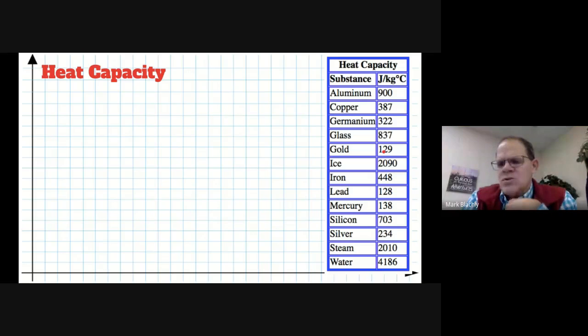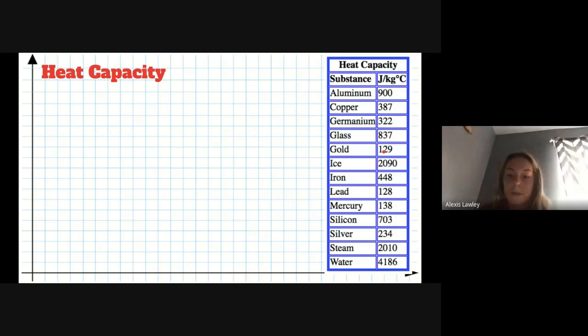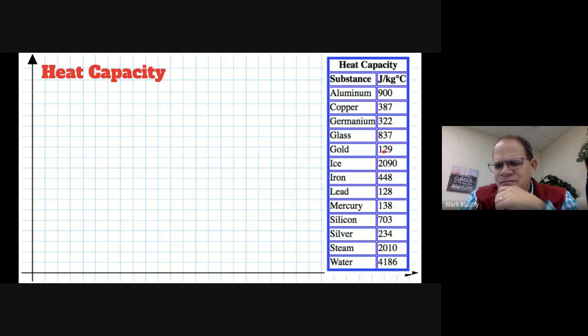How much energy does it take to make 1 kilogram of water 1 degree Celsius warmer? What do you think there, Lexi? 4,186. Yeah, that's like 30 times as much heat as gold, right? That's a really big difference. So gold has the smallest heat capacity of all the substances there, and water has the biggest.